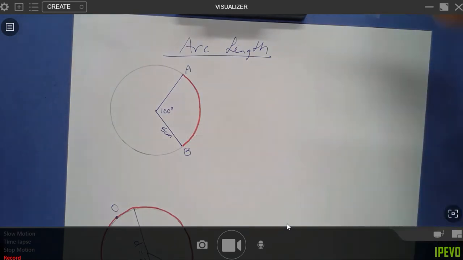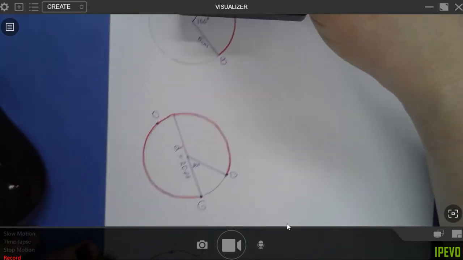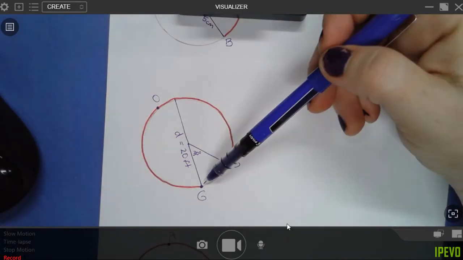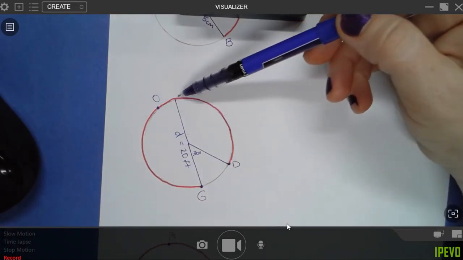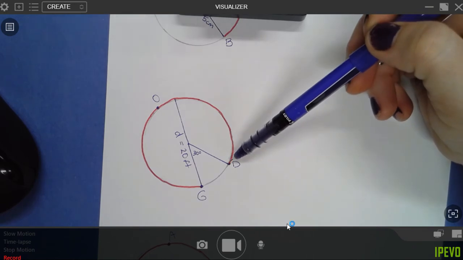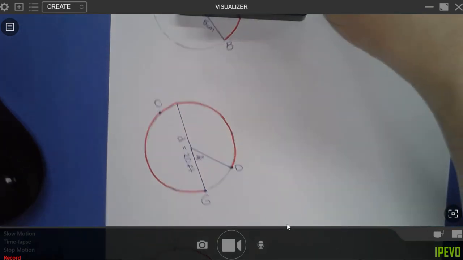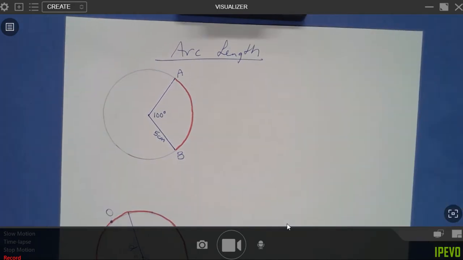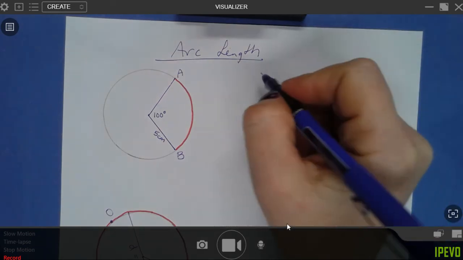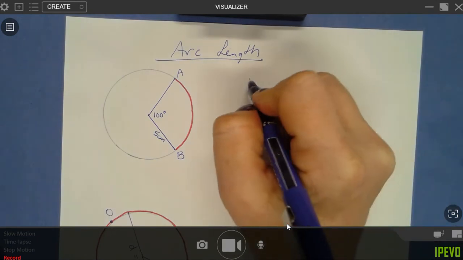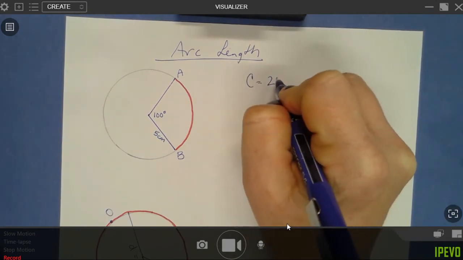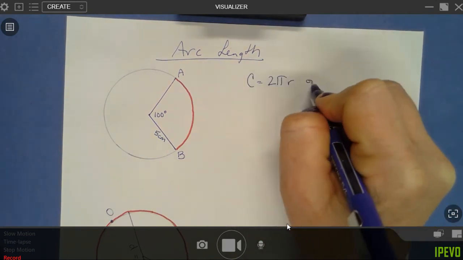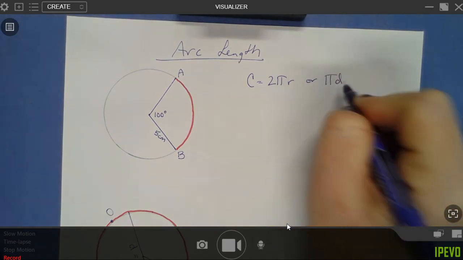If it's an arc that goes beyond 180 degrees, like here, so it's over halfway, then we call it a major arc. But we're looking for a portion of the circle, not the entire circle circumference. We're still going to use our equation for the entire circumference, and then we're going to say, we only want this part. So the circumference equation, remember the circumference of a circle is 2 pi r, or pi times the diameter.